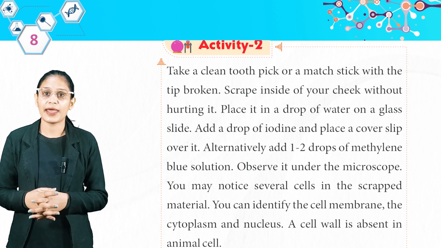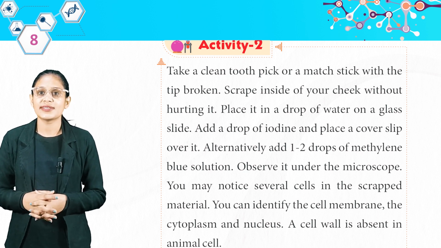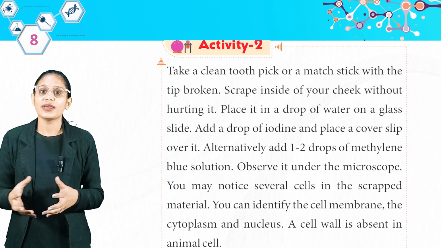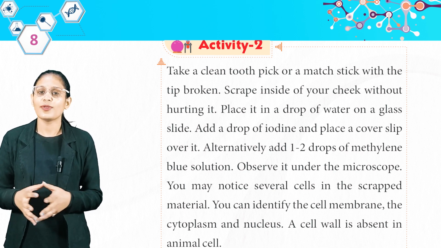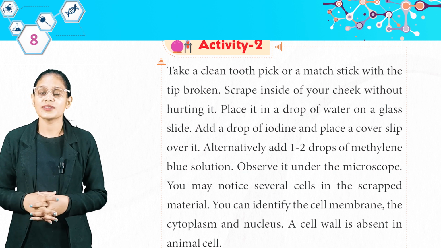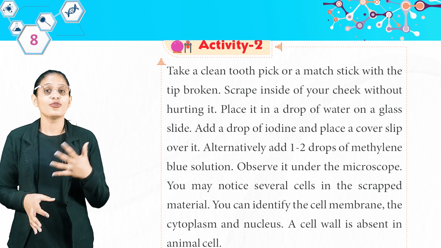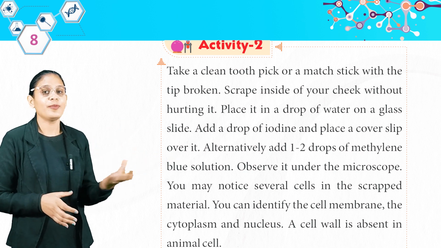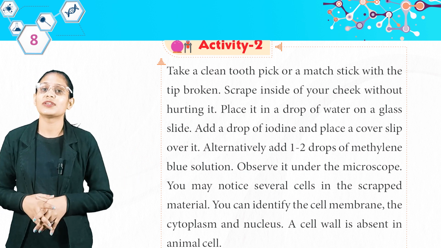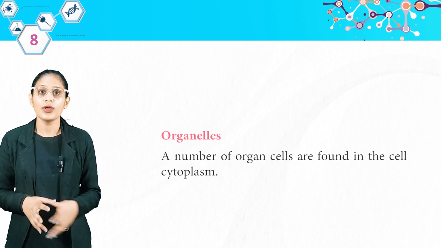Observe it under the microscope. You may notice several cells in the scraped material. You can identify the cell membrane, the cytoplasm and nucleus. A cell wall is absent in animal cell. So students, you can check this with the help of microscope and you can do this activity in the presence of your teacher. Now, organelles.